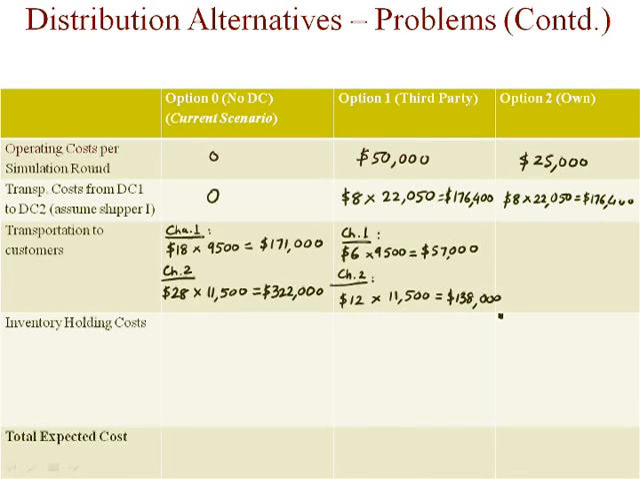Now, as in the case of transportation cost from DC1 to DC2, when we look at transportation to customers, these numbers are going to be identical for our option 2 as well, because it doesn't matter if it's third party or own DC, we are still shipping these products from the DC to customers. So channel 1 will still be 57,000 because of the same calculations that we did for option 1, and channel 2 will be 138,000.